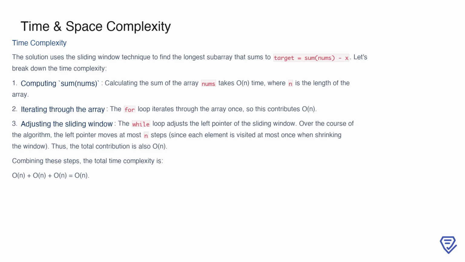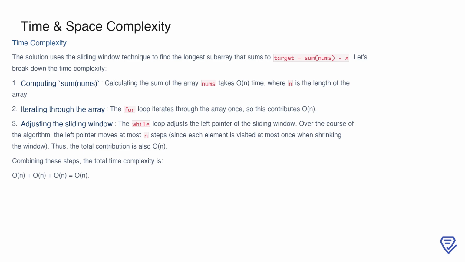Here, we are analyzing the time complexity of the sliding window solution. The algorithm begins by calculating the sum of the entire array, which takes O(n) time since we need to visit each element once. Then, we use a single for loop to iterate through the array, which also contributes O(n) time complexity. During this iteration, we maintain a sliding window to track the current subarray sum. Adjusting the window involves moving the left pointer, and since each element is visited at most once while shrinking the window, this process also takes O(n) time in total.